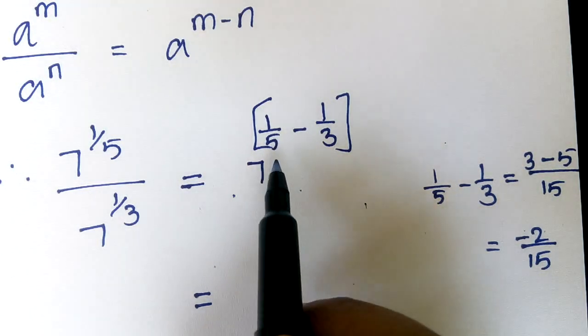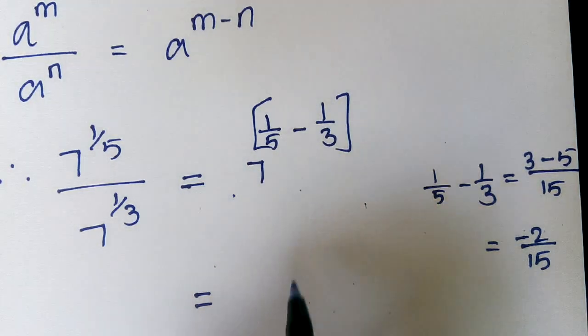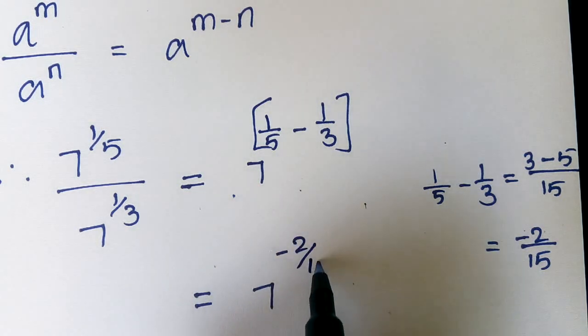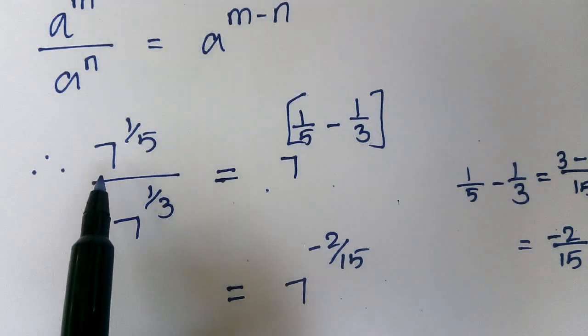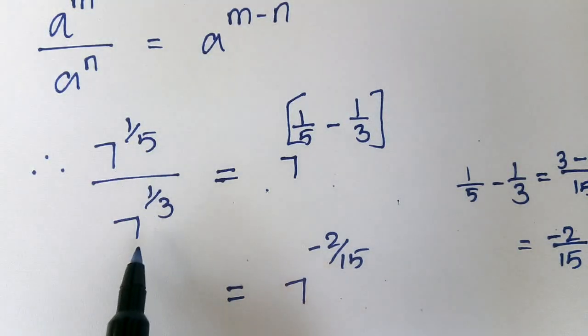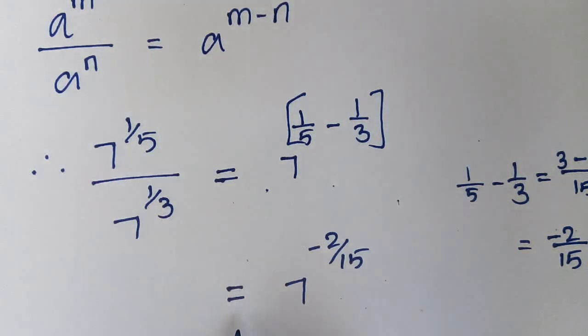So 7 to the power 1 by 5 minus 1 by 3 is equal to 7 to the power minus 2 by 15. Therefore, 7 to the power 1 by 5 divided by 7 to the power 1 by 3 is equal to 7 to the power minus 2 by 15.